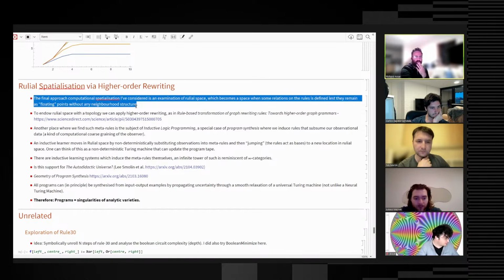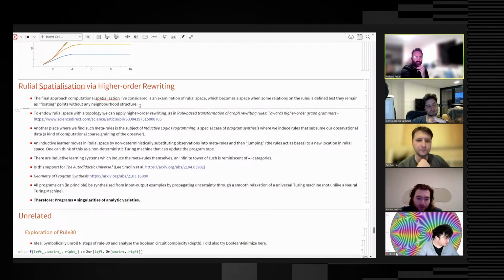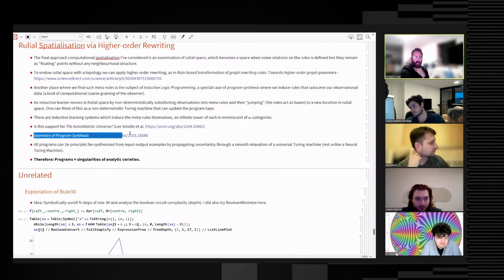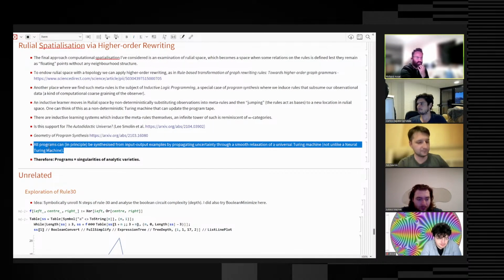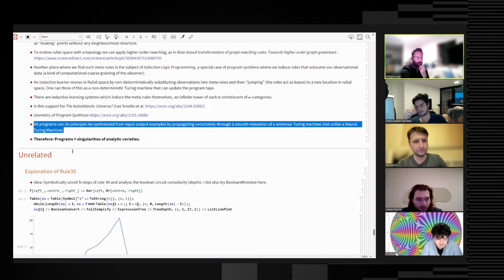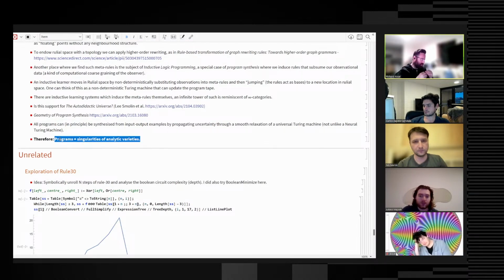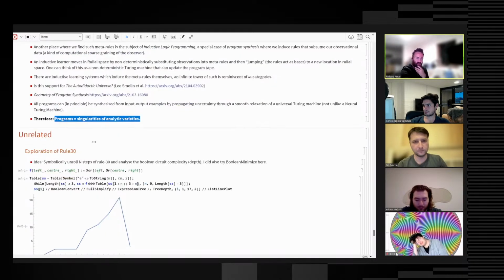And then finally the idea of rewriting rewrite rules as a way of endowing Rullial space with some topology, with connections to, say, inductive logic programming, which is another place where meta rules show themselves. And this nice paper, Geometry of Program Synthesis, talks about a continuous relaxation of a Turing machine. They state that programs are singularities of analytic varieties, which I thought as a soundbite is an interesting way of leading into other areas of mathematics.